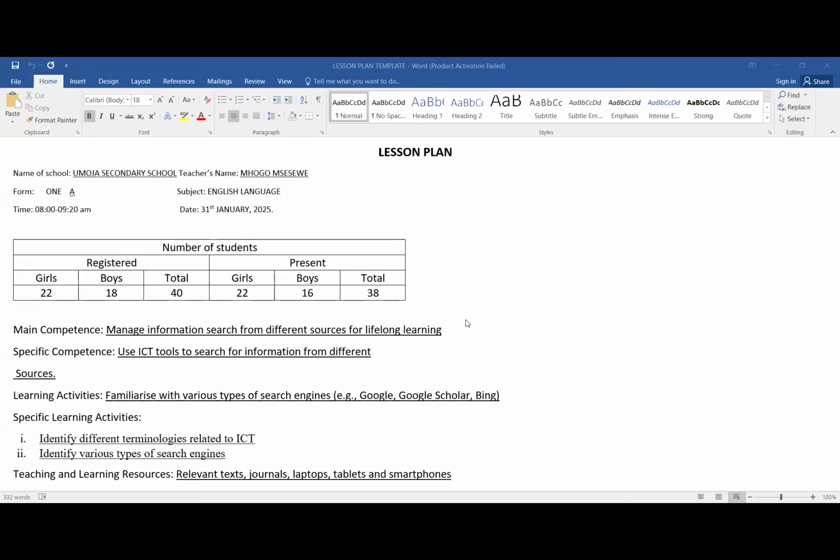Okay. So this is an example of a lesson plan that we worked on in our workshop. And you know the pattern of the lesson plan. Everyone knows the name of the school, teacher's name, form, subject, and also the time and date. This is the tool that the teacher is supposed to prepare every time you enter a classroom. You have to have this one. It's like a driver of the learning. So in the lesson plan, we don't have any conflict with main competence, specific competence, learning activities.